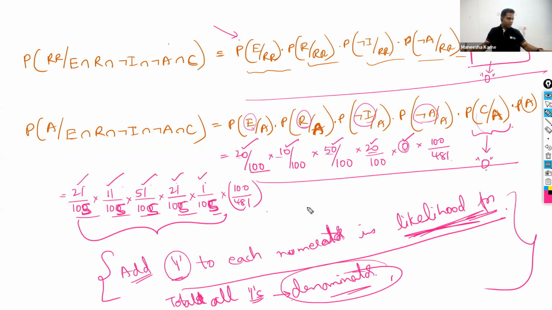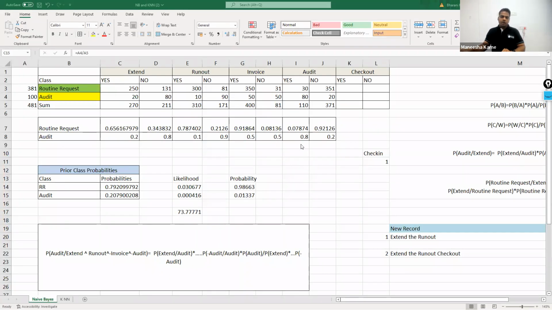Okay, fine. Now it's correct. The explanation is complete. That is how the calculation happens. And ultimately, you will get a probability pertaining to this also. Otherwise, the probability would have been 0.